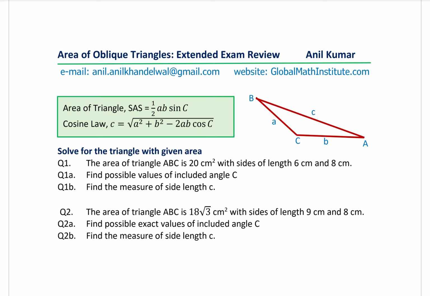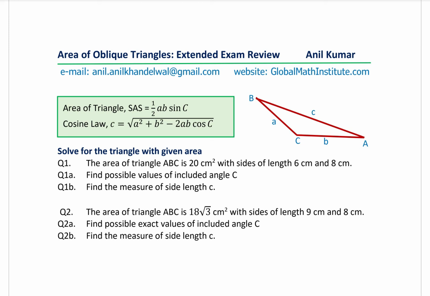Based on this, we have two questions. You can pause the video, read the questions, answer them, and then look into my suggestions. Well, both questions are very similar. The very first one is: the area of triangle ABC is 20 centimeters squared with sides of length 6 centimeters and 8 centimeters. We'll assume these sides to be a and b. Find the possible value of the included angle C and find the measure of side length c. When we say side length c, it is always considered opposite to the vertex C.